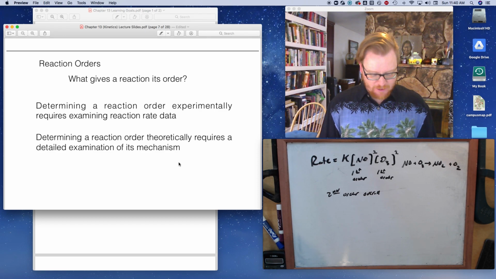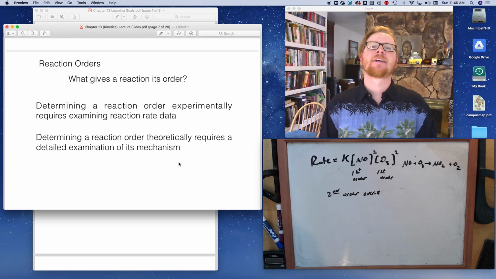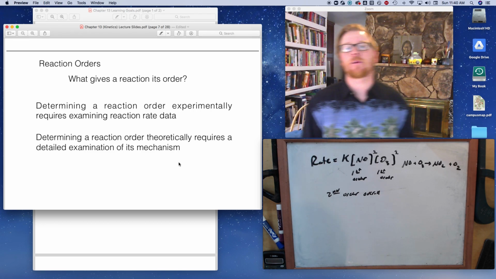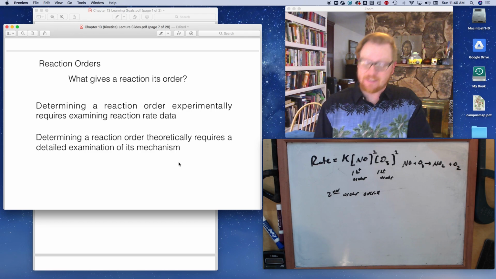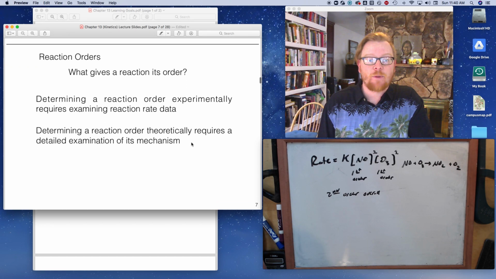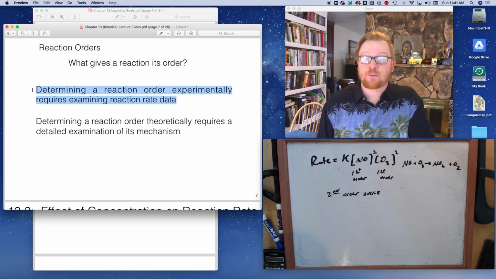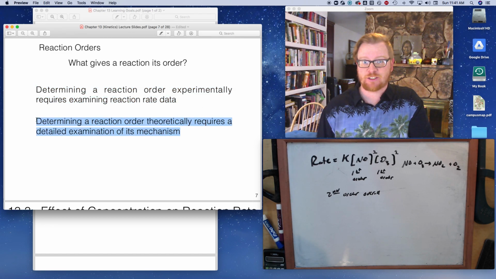Determining a reaction order experimentally requires examining the reaction data. We have to see how the rate depends on time and concentration because with kinetics, it's unlike any other branch in chemistry. We just don't really have a good way of predicting what's going to happen unless, point number 2 here, determining a reaction order theoretically requires a detailed examination of its mechanism. That's really hard, and that requires a lot of insight in chemistry. So we're going to predominantly focus on this first one, but later on in the chapter, maybe in my 3rd or 4th lecture here, we'll talk about this very briefly as just an introduction.